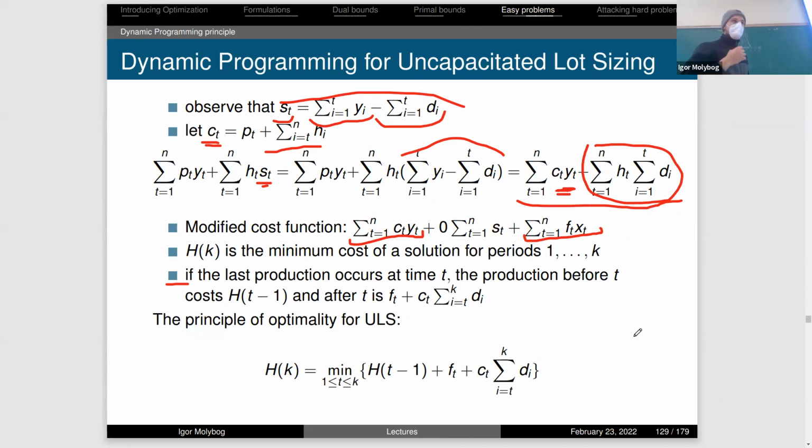Okay. The very last equation or this one? The very last one? Yeah. So I'm coming to it.